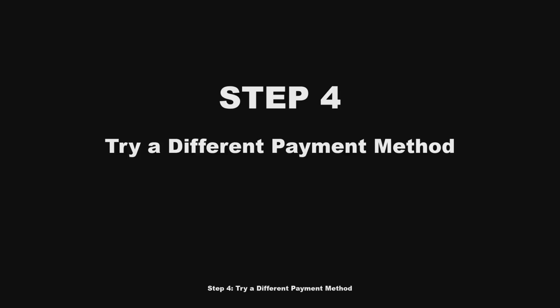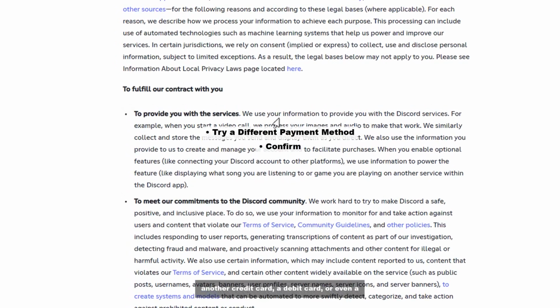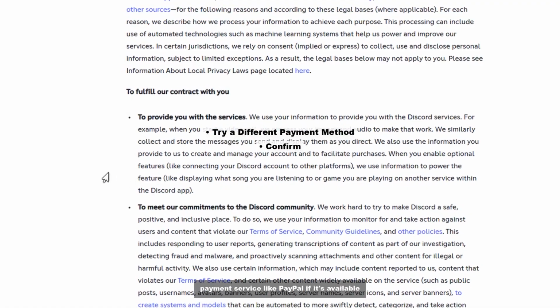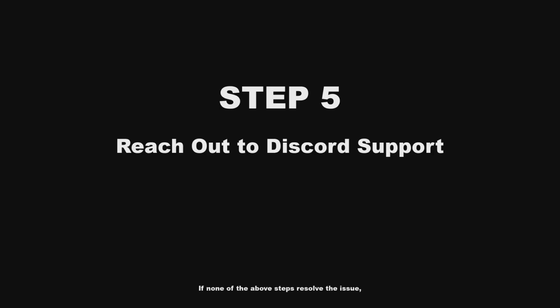Step 4. Try a different payment method. If the issue persists, consider using a different payment method. This could be another credit card, a debit card, or even a payment service like PayPal if it's available on Discord.